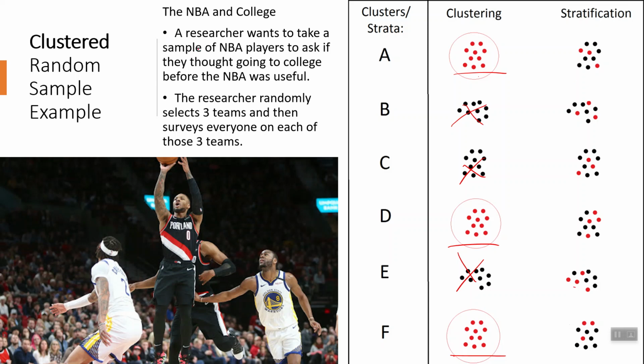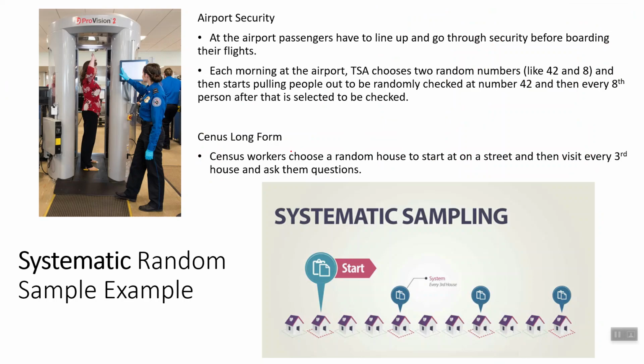So here's our written example. A researcher wants to take a sample of NBA players to ask if they thought going to college before the NBA was useful. What the researcher does, though, is they select 3 teams and then survey everyone on each of those 3 teams. That becomes a cluster because they did everyone on those 3 randomly selected teams. If we were doing stratified, we'd pick like 3 players from each team. But we'd have to go to every single team. It's a lot easier to just pick 3 different teams and ask them. So that is our clustered sample.